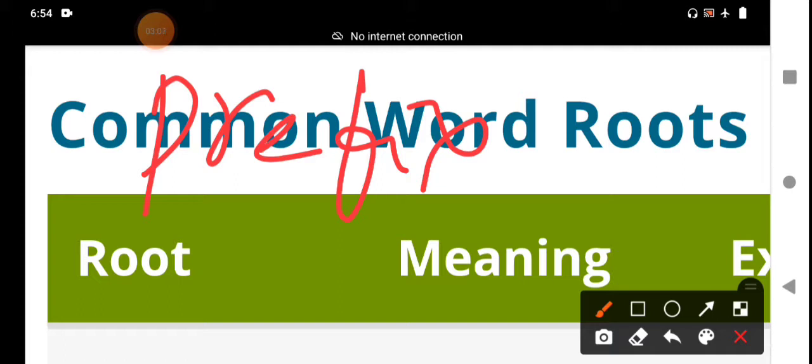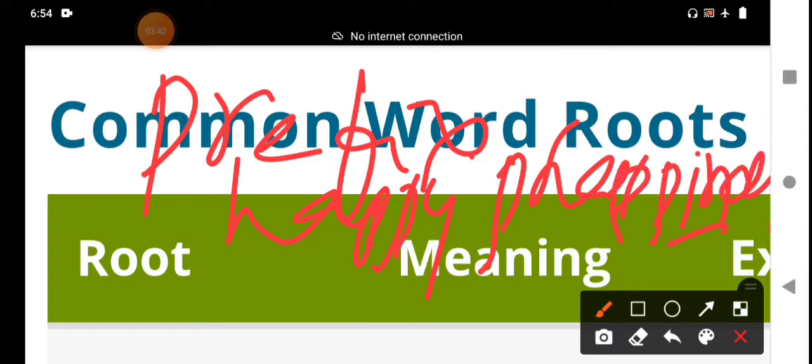In common root words, suffixes also may come, adding one or more letters after the word, at the ending of the word. That is called a suffix. Use, useless. Happy, happiness. Happy is the main word. Happiness.